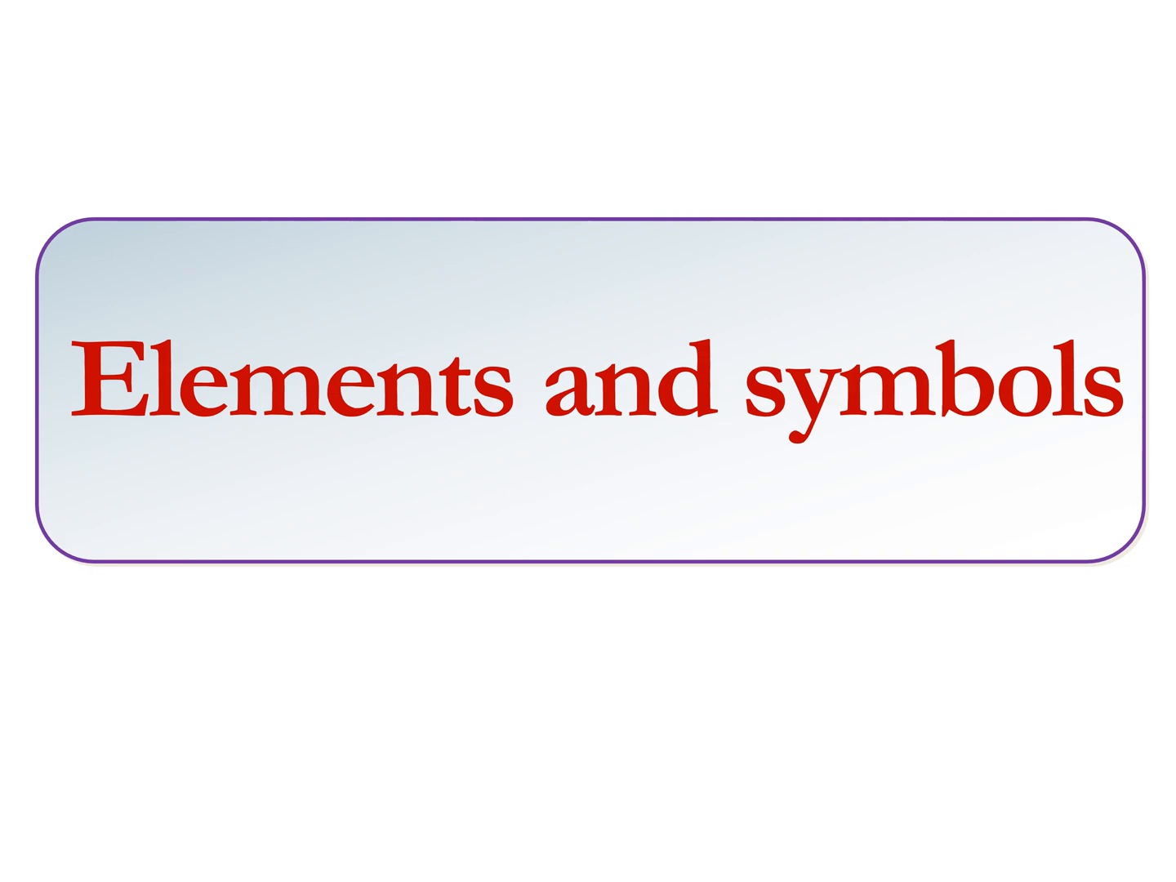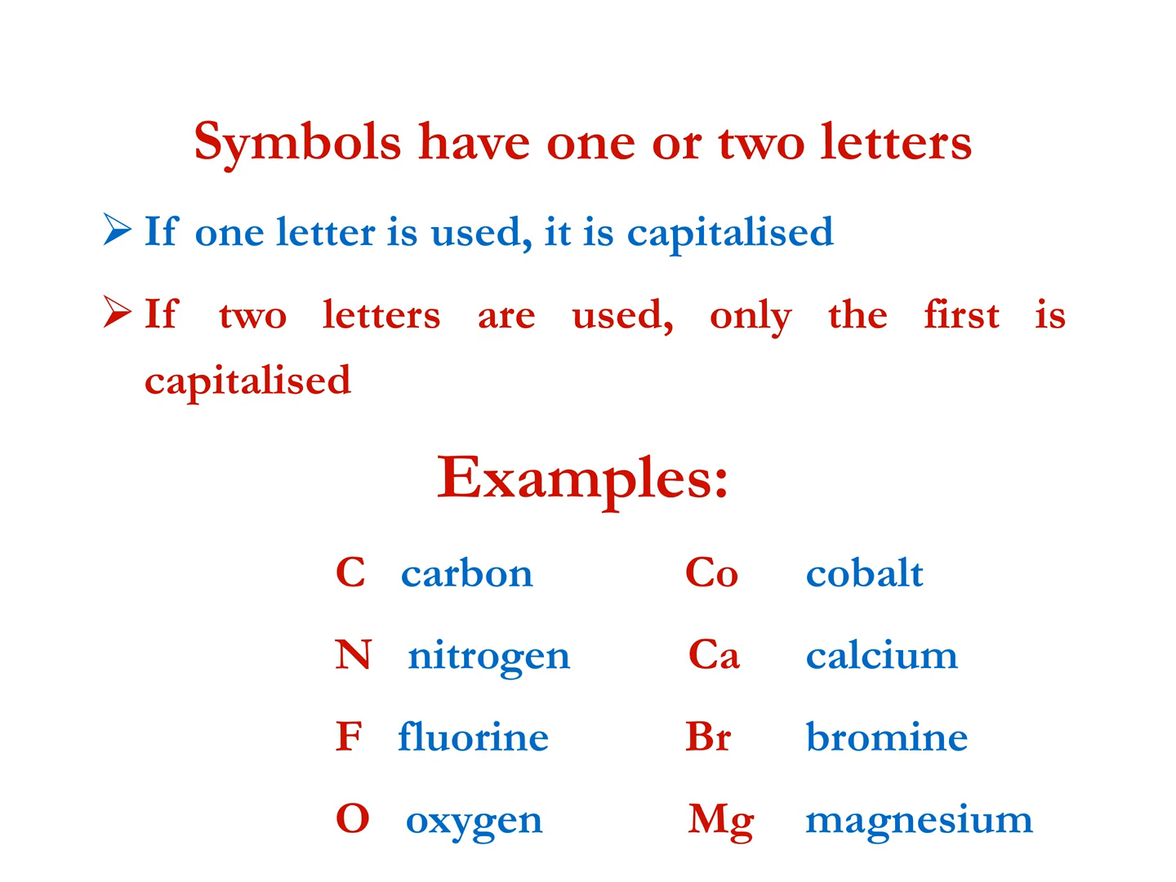So we now move on to elements and symbols. Symbols have one or two letters. Any chemical symbol of the different elements must have one or two letters. If one letter is used as the chemical symbol of an element, that letter is capitalized. You have to write it as a capital letter. If two letters are used, the first letter is capitalized and the second letter is a small letter. Let's have a look at these examples.